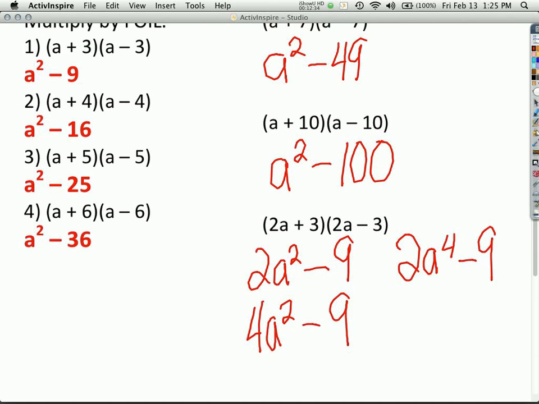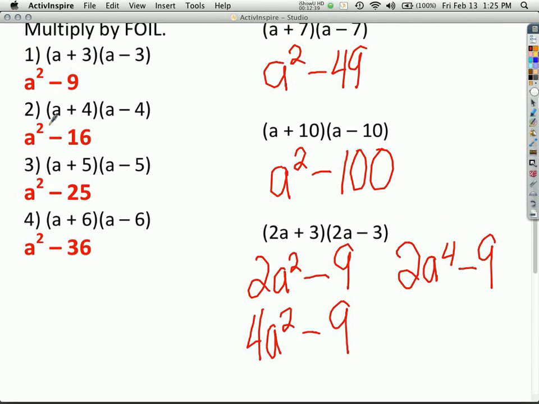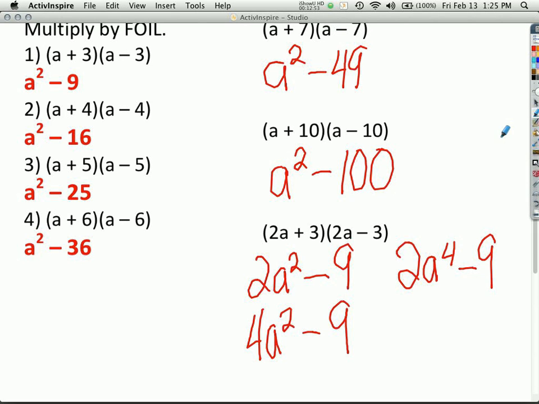But now, to figure out which one's correct, start here and go down, and tell me which one makes sense, which one follows the pattern. Which one follows the pattern? Give me a thumbs up when you feel like you know. Which one follows the pattern? Which one, Tyler? 4a squared minus 9.